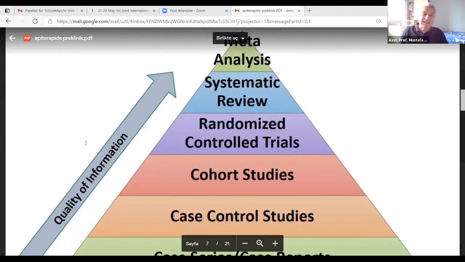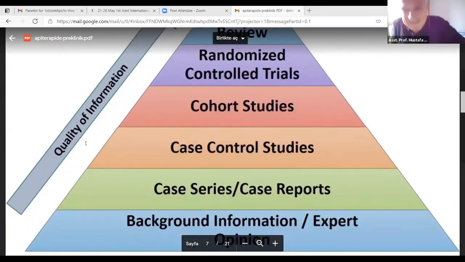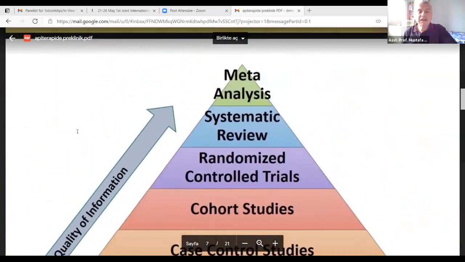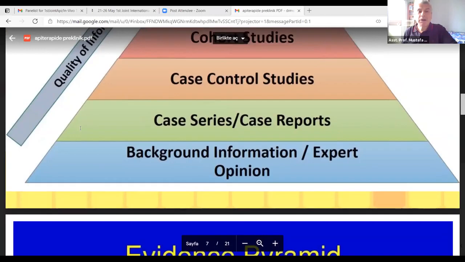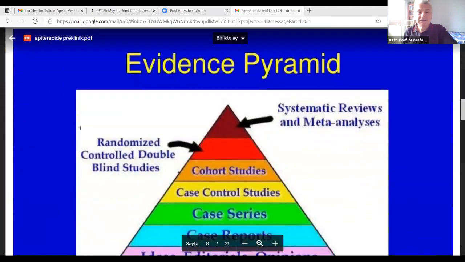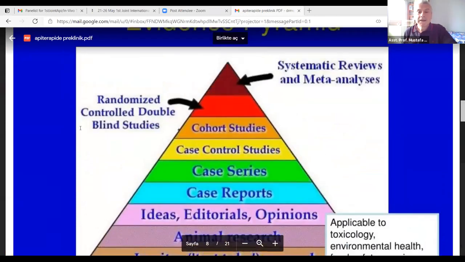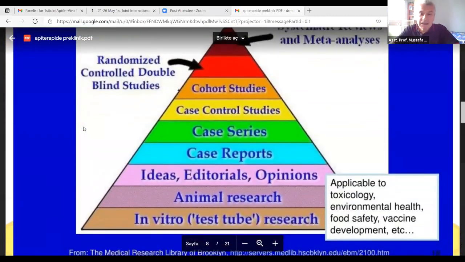Our usual evidence pyramid starts with background information, expert opinion, and goes upward to meta-analysis and systematic review. And where we are, we have another one. This is more in accordance with what we do. It's basically toxicology, environment, food safety, vaccine development, etc., which is more applicable. If you look at the bottom, we have in vitro studies, which a lot of our evidence comes from.